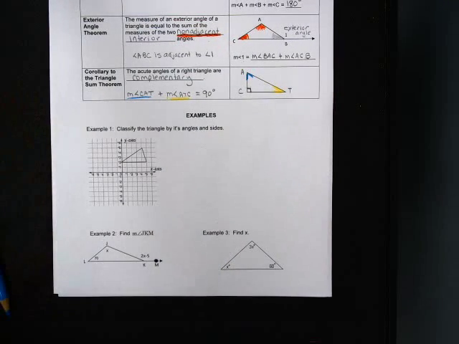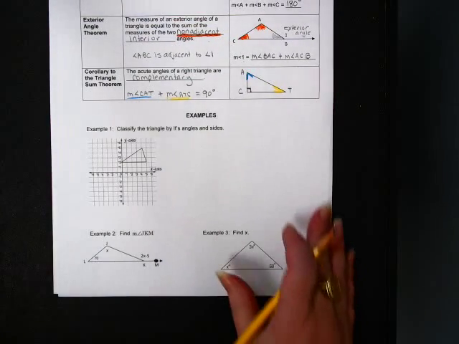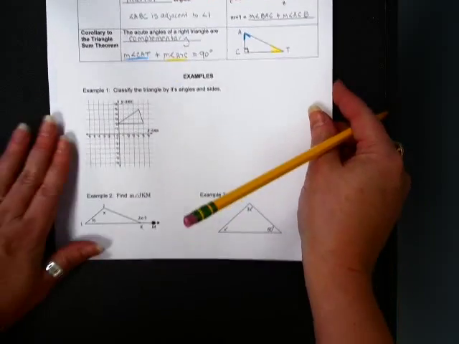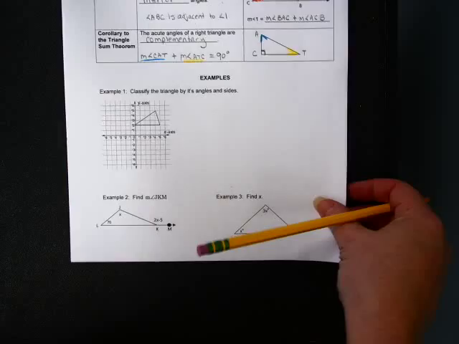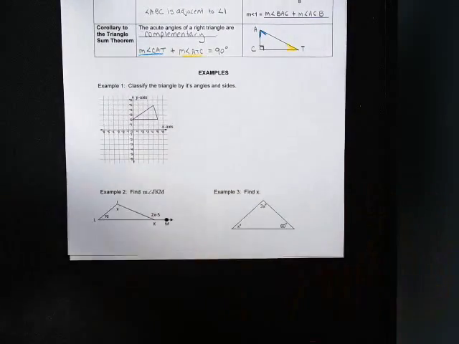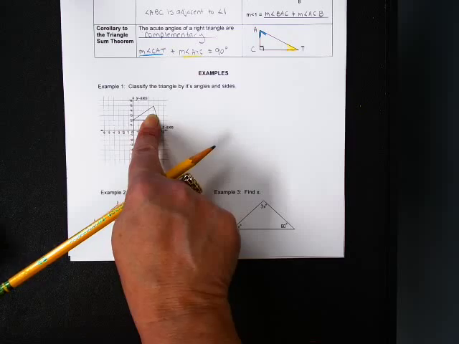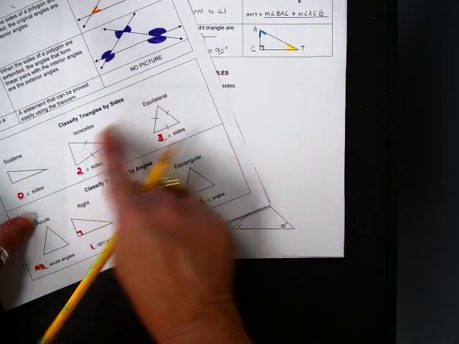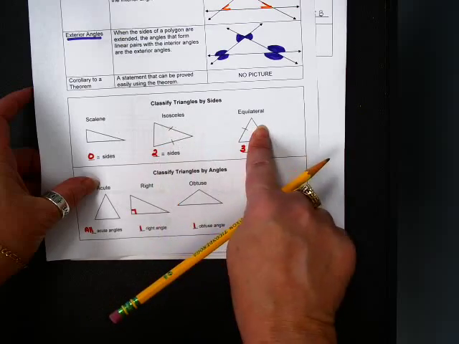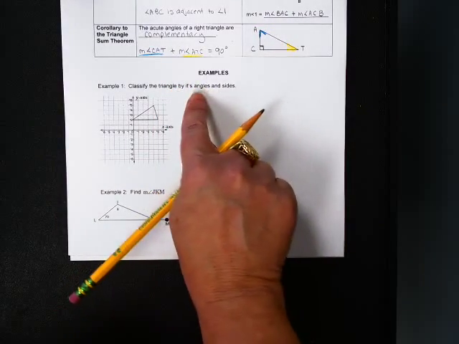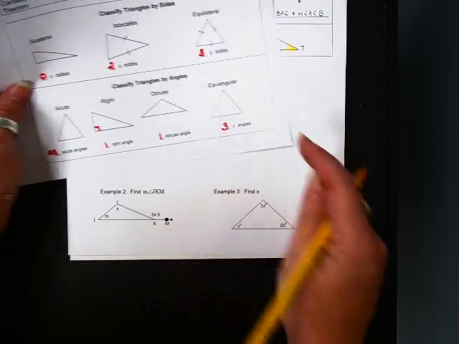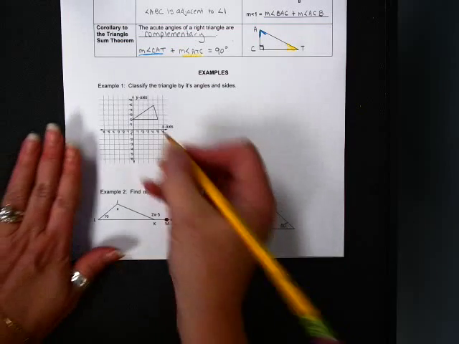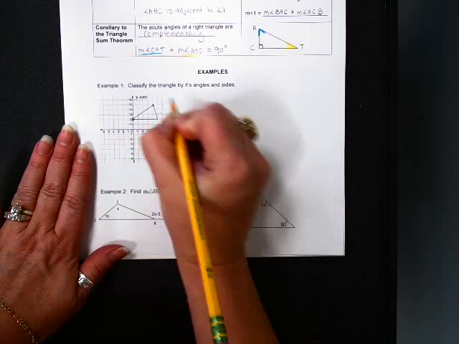All right, let's do some examples that you're going to find on your practice workbook. Here's the first one. The first one says, classify the triangle by its angles and sides. So in other words, they are asking us to look at this triangle that's in the graph, and they're asking us to give it one of these three names, either scalene, isosceles, or equilateral, and then also by angles. Call it either acute, right, obtuse, or equiangular. So what we have to do is figure out what kind of sides I have.